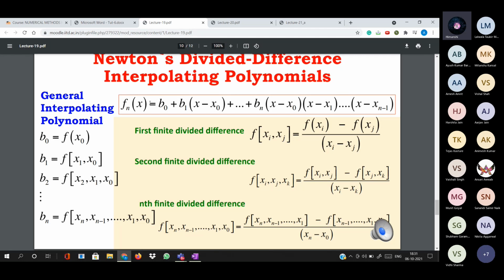Okay, sir. Now for calculating b1, you put x equal to x1. All the polynomials beyond this become zero. And now you have the value of b naught from the previous one, we already know b naught. So then we can easily calculate the b1 from here. I hope that makes sense now. Yes, sir, now I got it.